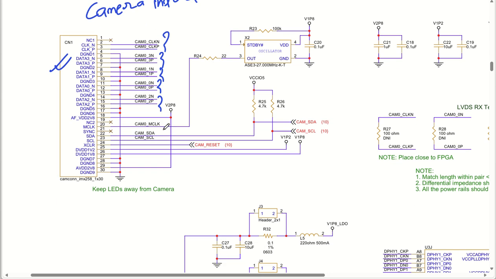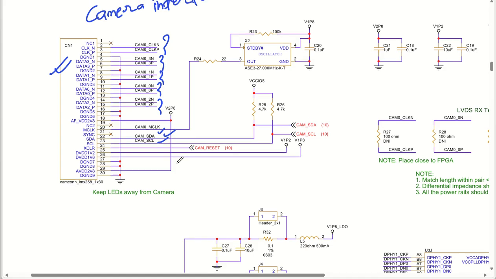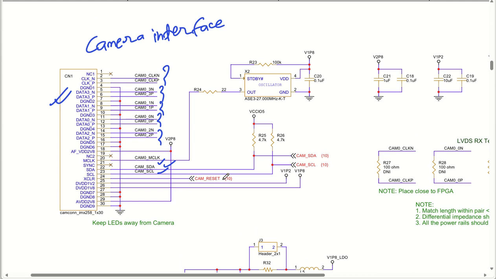Then we have the camera M clock, and then we have the SDA and SCL lines of your I2C. If you want, you can have this camera reset button as well, and the power supplies for this particular camera are 2.8 volt, 1.2 volt, and 1.8 volt. The M clock that is generated for this camera module comes from this particular external oscillator of 27 megahertz. So a 27 megahertz oscillator is there.